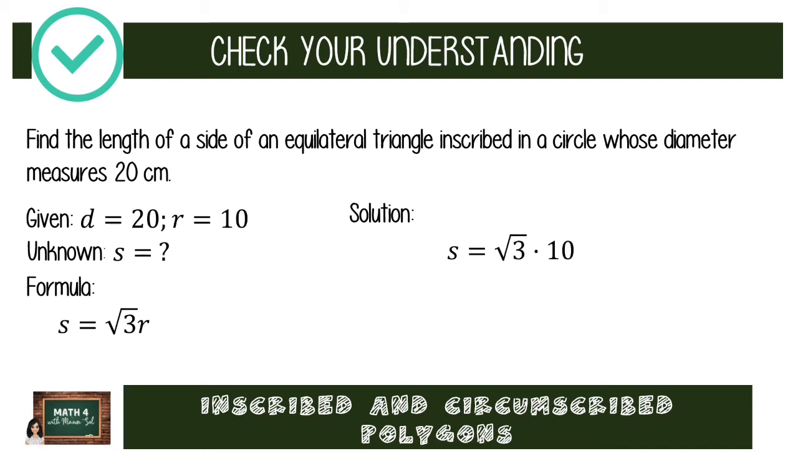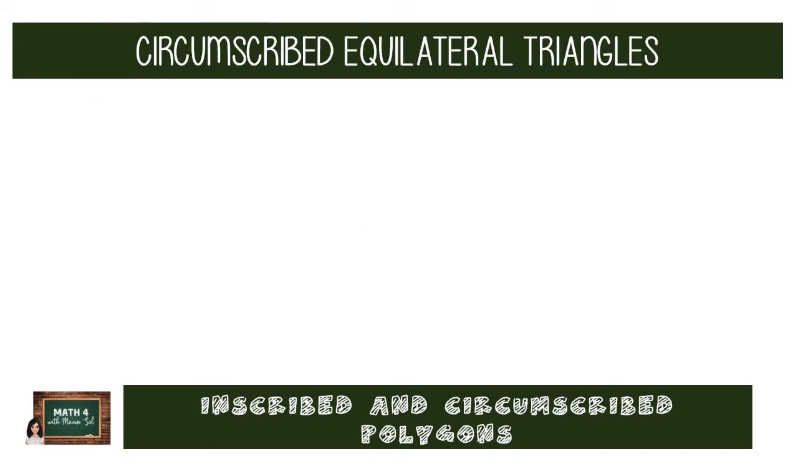Using that formula, we have s is equal to the square root of 3 times the radius 10. That gives us 10 square root of 3 centimeters, the side of the equilateral triangle inscribed in the circle whose diameter measures 20 centimeters. This time, we are going to deal with circumscribed triangles.